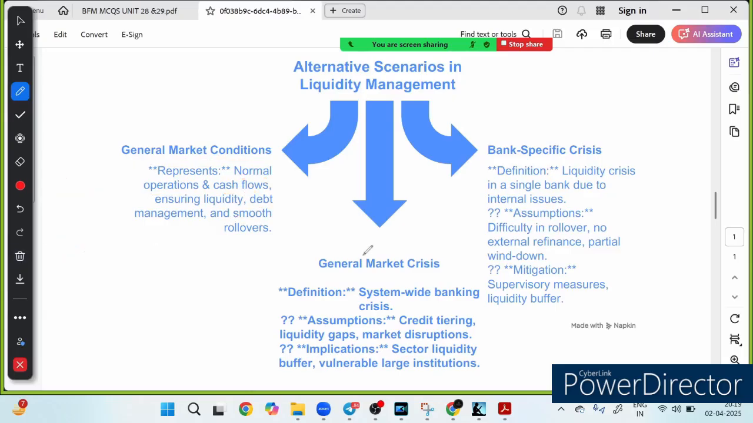Second case, we have the general market crisis. This is where things take a turn. A system-wide banking crisis causes market disruption, liquidity gaps and issues with the credit tiers. What is the assumption here? The assumption is that the banking system faces widespread challenges, including difficulties in getting credit, liquidity shortage, and a lack of market stability.